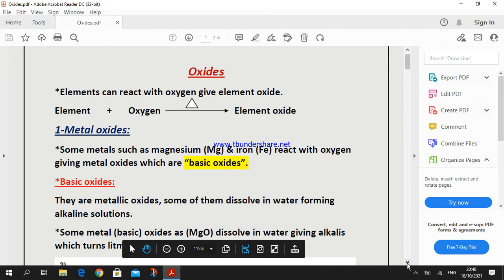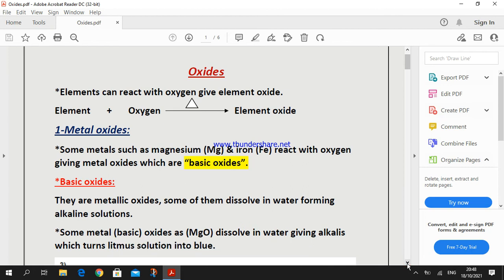Some metals such as magnesium and iron can react with oxygen, giving us metal oxides, okay? And the metal oxide may be known as basic oxide. What is meant by basic oxide? Basic oxides are metallic oxides that can dissolve in water, giving an alkaline solution. The alkaline solution can change red litmus paper into blue.